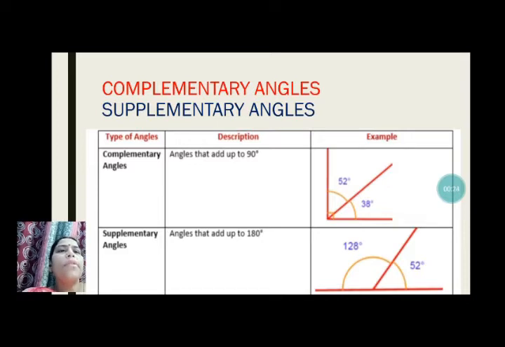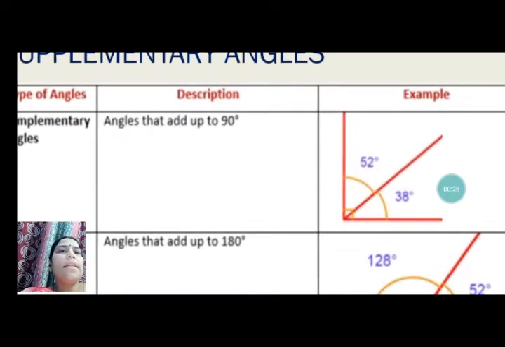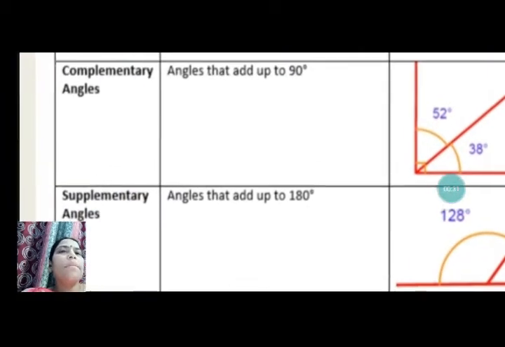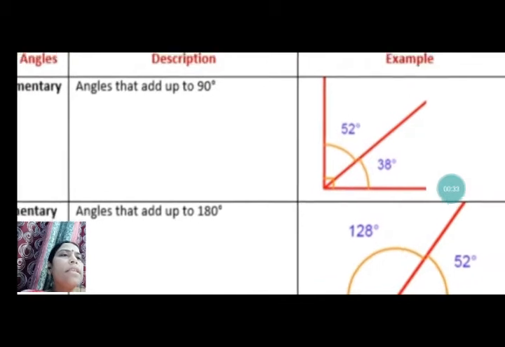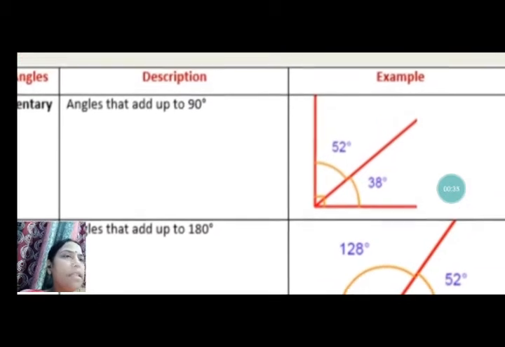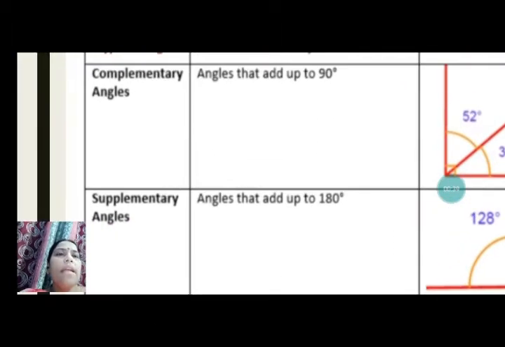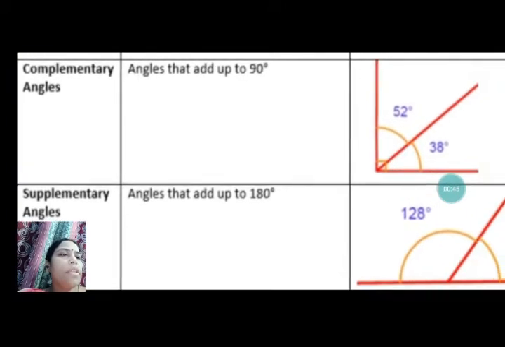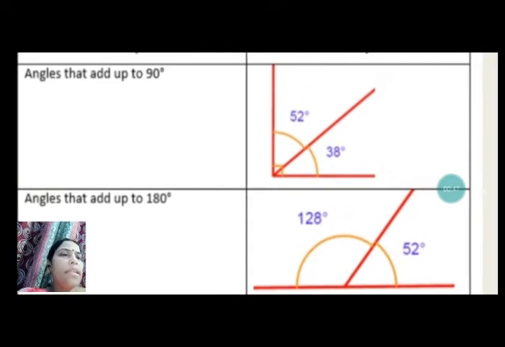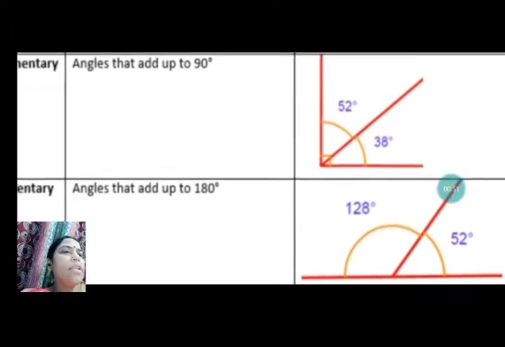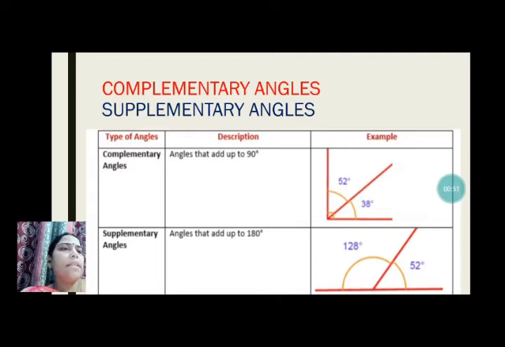Complementary angles are angles that add up to 90 degrees. They are called complementary angles. As you can see, 52 and 38 add up to make 90 degrees. And supplementary angles are angles that add up to 180. So 128 and 52, if we add, we will get 180. Understand that in detail.